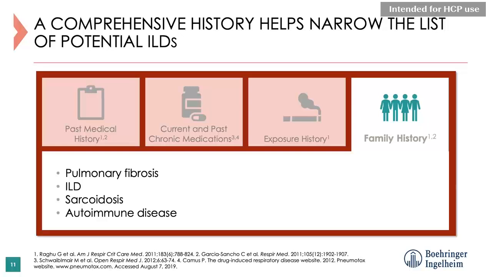Family history is critical in somebody for whom you are concerned for ILD. Family history greatly increases the likelihood of a family member having interstitial lung disease. The same is true of patients with sarcoidosis and autoimmune disease-related ILD.